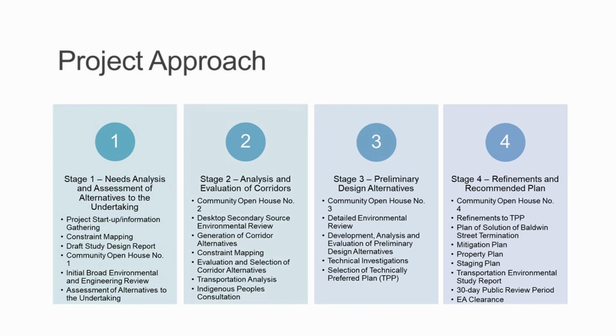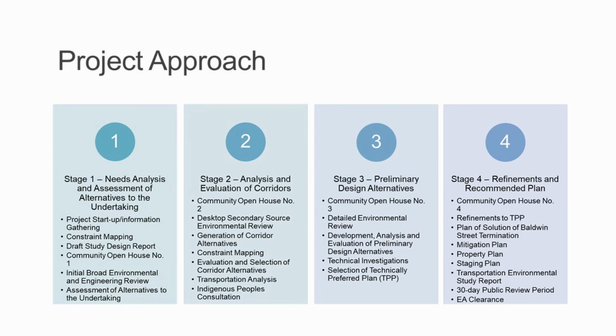Within the preferred corridor, there will be highway alignments which will be developed in greater detail. We expect there will be refinement alternatives considered that may include variations of alignments, intersections, and the connection of the terminus of Baldwin Street and Dixon Road after it is no longer designated as a provincial highway. During this stage, we'll be completing detailed environmental inventories, focusing on site-specific issues and constraints.